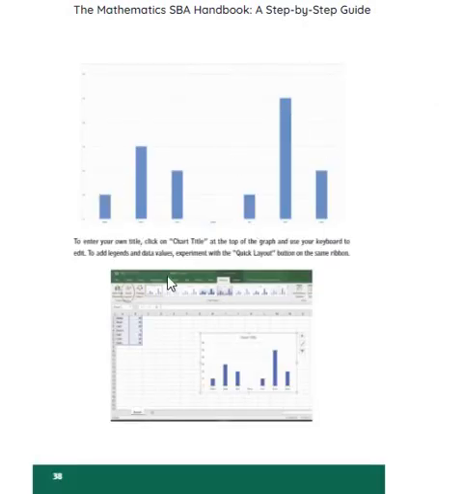And so we have a bar chart here. To enter your own title, click on Chart Title at the top of the graph, and use your keyboard to edit. To add legend and data values, experiment with the Quick Layout button on the same ribbon, as you can see here.